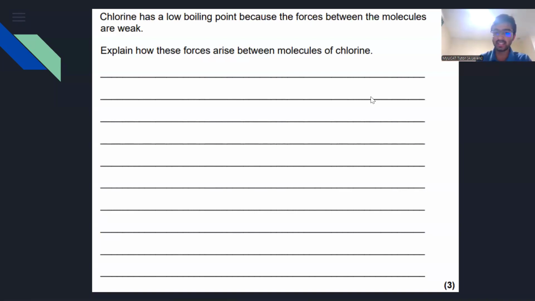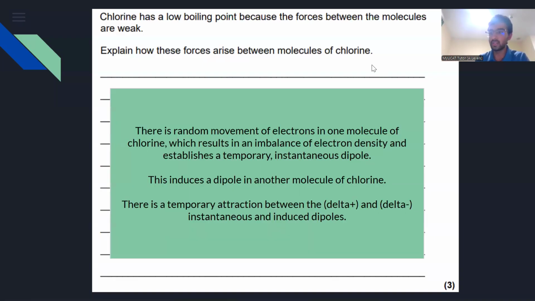So we've got imbalance in electron density. There's random movement of electrons. And the movement and fluctuation of electrons to one side or the other side of the molecule of chlorine is going to result in a temporary dipole. What we're then going to say is this temporary dipole can then induce a dipole in a second molecule of chlorine. And there's going to be a temporary attraction between the first instantaneous dipole and the second induced dipole.